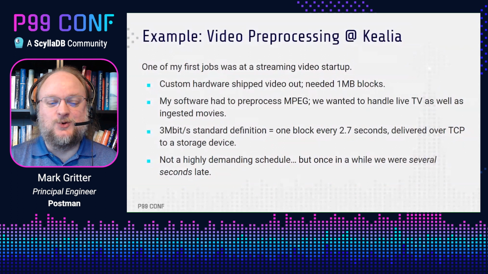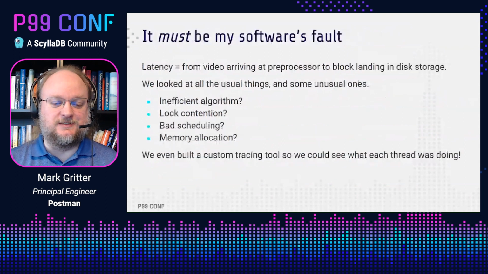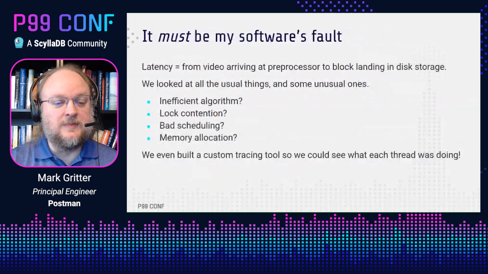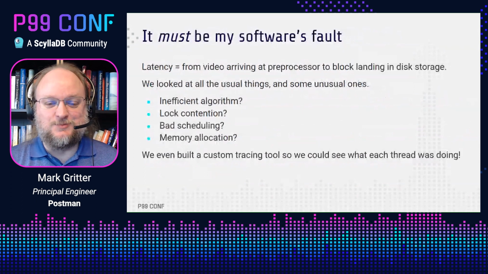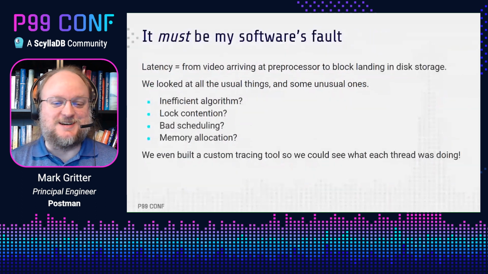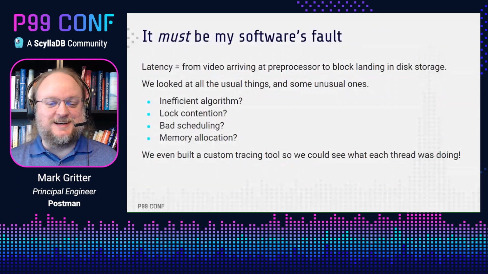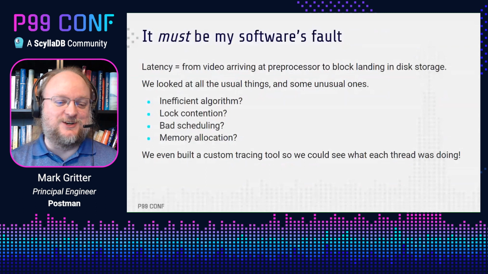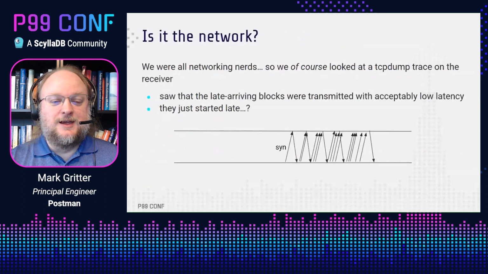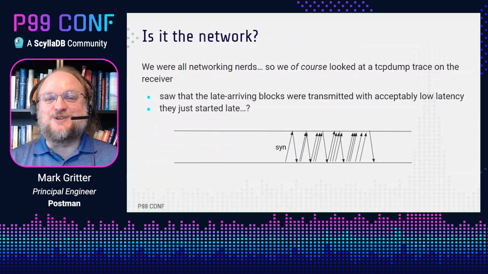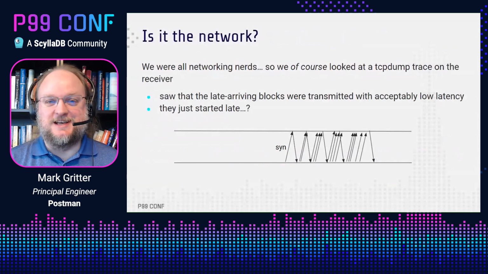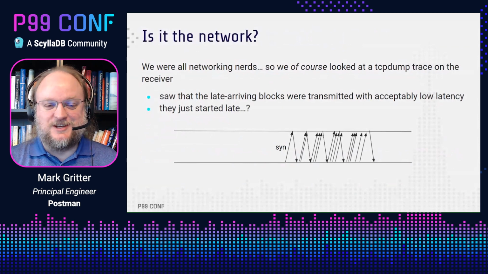But once in a while, we were several seconds late delivering video to storage. So we tried to track down the problem and looked for all the usual suspects. Was there lock contention? Was the algorithm I was building occasionally inefficient? Was my process not being scheduled correctly or hanging on memory allocation? My manager at the time even helped me write a custom tracing tool so we could see what each thread was doing. My coworkers and I at the time were networking nerds, so of course we looked at tcpdump traces to see if there was a delay in transmission. From the receiving side, the transmission seemed fine. It was just starting too late to even hit our deadline.